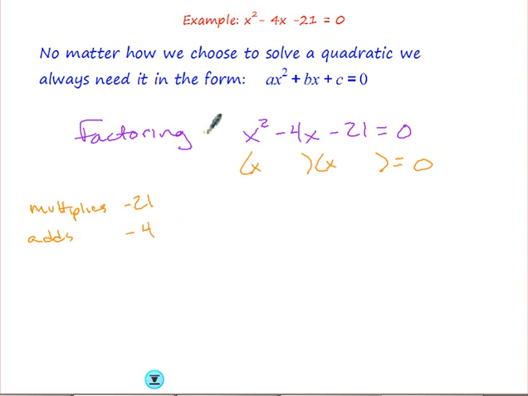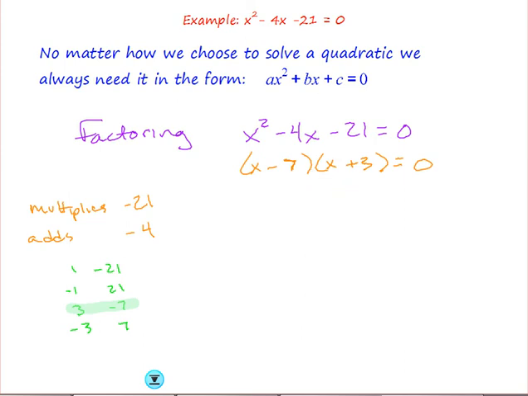Okay? The easiest way to do that is to just list factors of negative 21. The more of these you do, the better you get, and you can start to do this kind of stuff in your head. Those are all the factors of negative 21, and the only one that combines to make negative 4 is that one, 3 and negative 7. So I'm going to go back into my problem, and I'm going to write x minus 7 and x plus 3. You can check that using FOIL, first, outer, inner, last, and we get that.